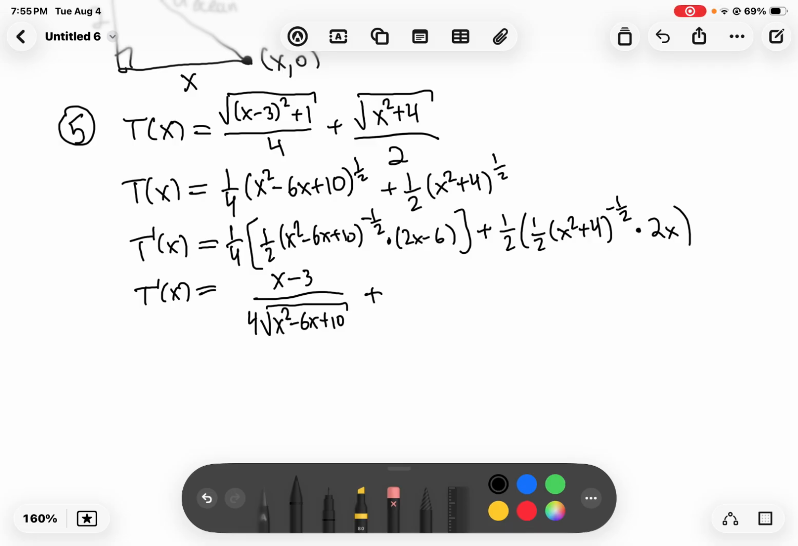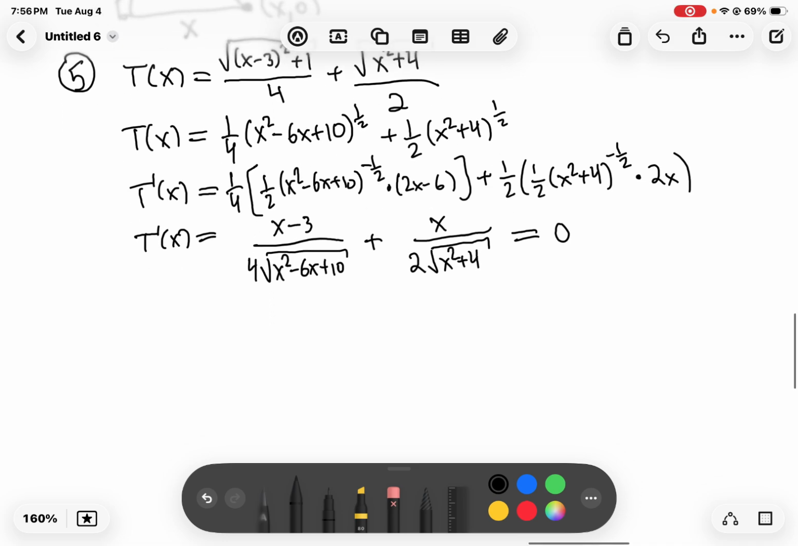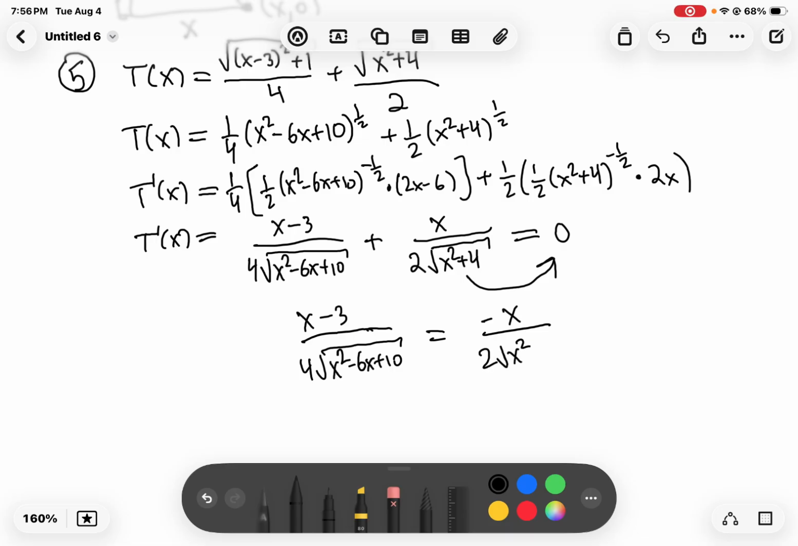And then we have, again, this 1/2 times this 2x, so that just simplifies down to x. So then we have x over 2 square root x squared plus 4. All right, so now we can set this equal to 0 to find our critical points. So I'm going to move this fraction over to the other side. So then we have x minus 3 all over 4 root x squared minus 6x plus 10. That's equal to negative x over 2 square root x squared plus 4.